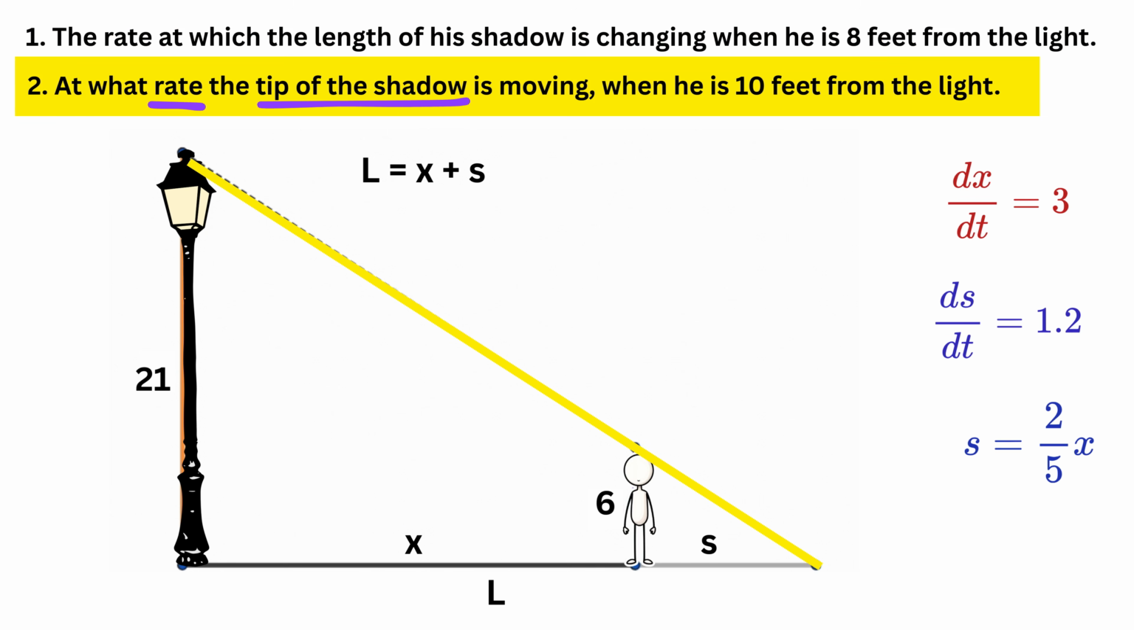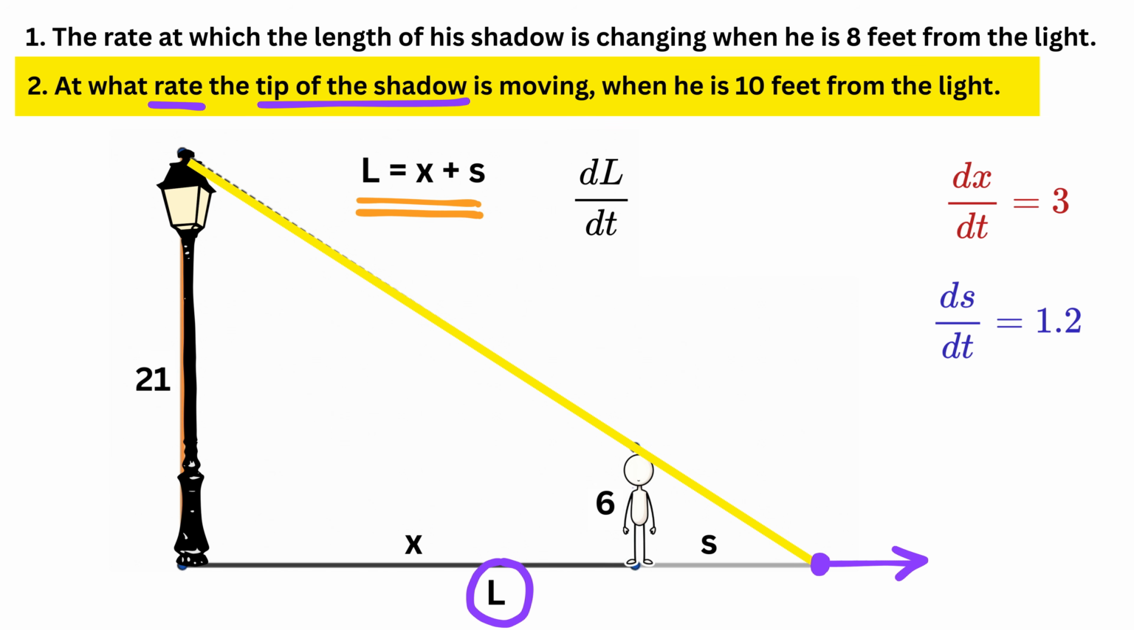Now we move to the second part, which asks how fast the tip of the shadow is moving. For this, we focus on L, the total distance from the light to the tip of the shadow. From earlier, we know that L equals x plus s. Since all these quantities change with time, we will differentiate this relationship with respect to time, which tells us that the rate of change of L is equal to the rate of change of x plus the rate of change of s.